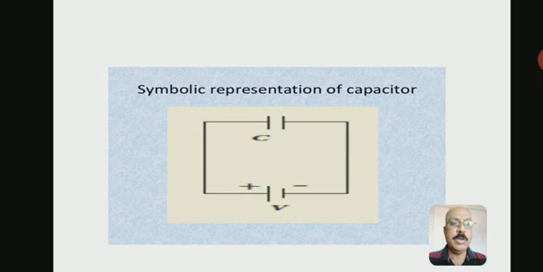So you observe the figure. This is a symbolical representation of the capacitor. In the figure, C is a capacitor. It consists of the two metal plates separated by a small distance, and to those two plates we have connected a battery or cell having the potential V. The positive terminal is connected to one plate and the negative terminal is connected to the other plate.